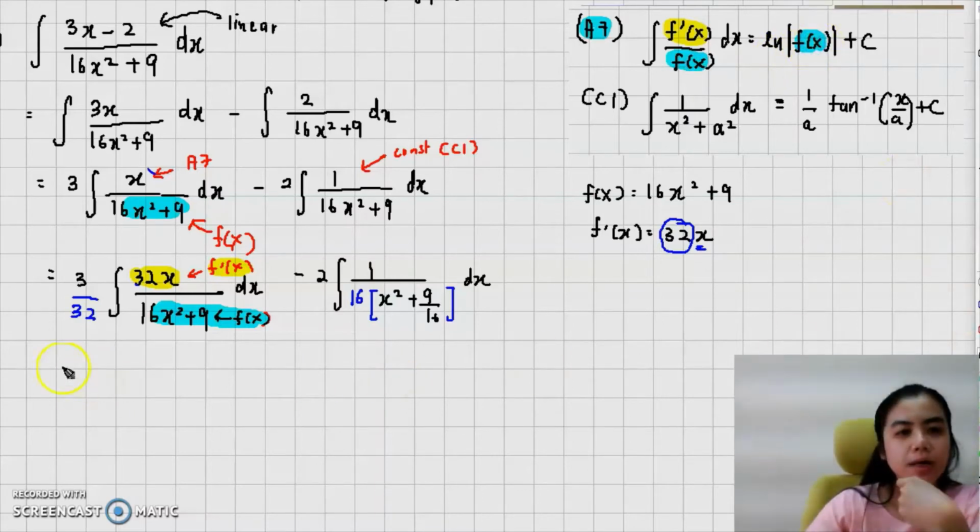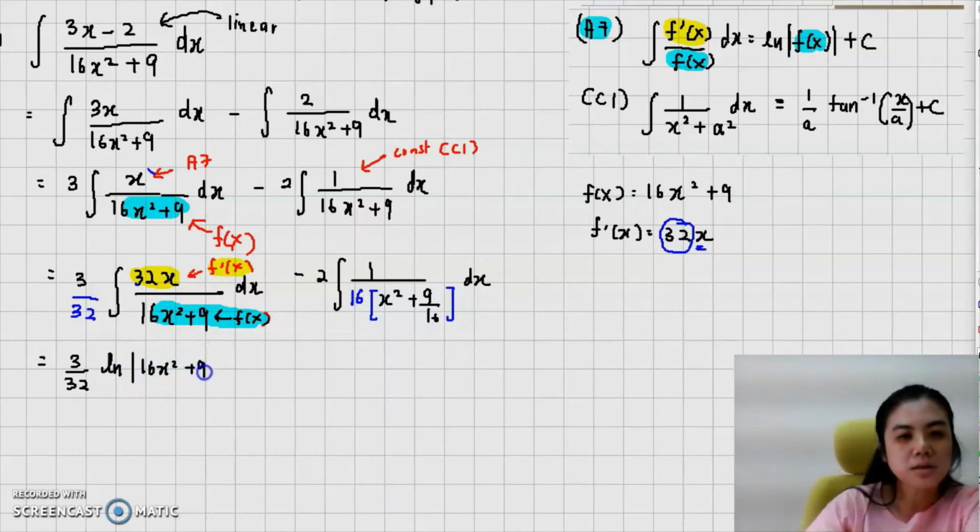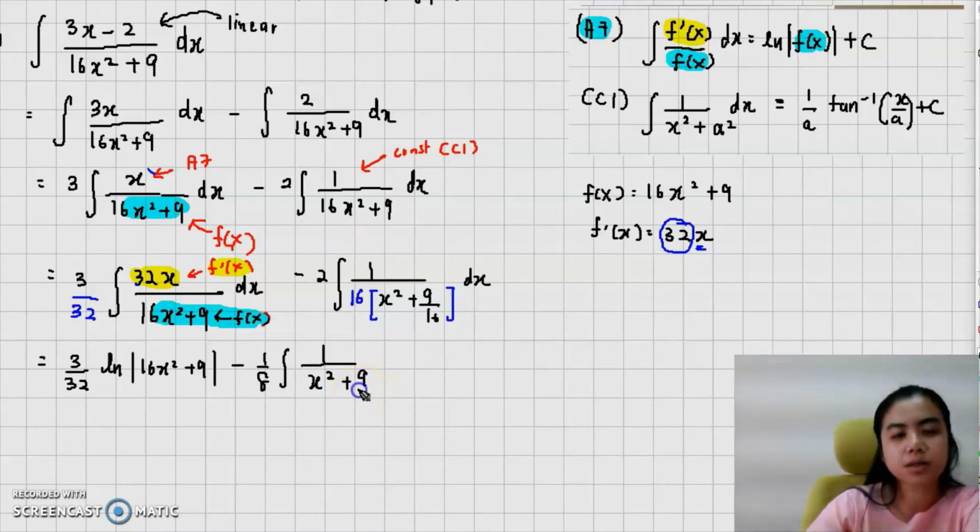So let's just write the next one. You have 3 over 32. With this we're going to use the formula of a7, so this gives you the ln 16x squared plus 9. How about this? This is back to our example 7a just now. So 2 over 16 will give you 1 over 8, and it will be just x squared plus 9 over 16. Or you can just directly change the 9 over 16 to something in square.